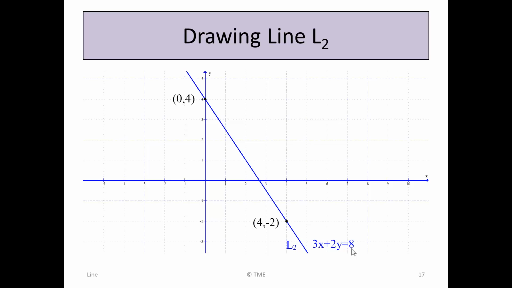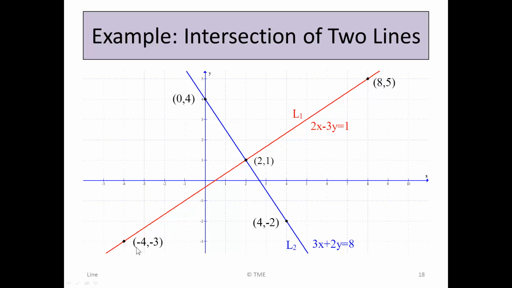But we were interested in the point of intersection, so really we should use the same axes for both lines. Here we superimpose the first one, 2x minus 3y equals 1, on the second one. Judging by our graph, it looks like they intersect at around 2, 1. Once again, we could do this visually. The point of intersection is approximately 2, 1.